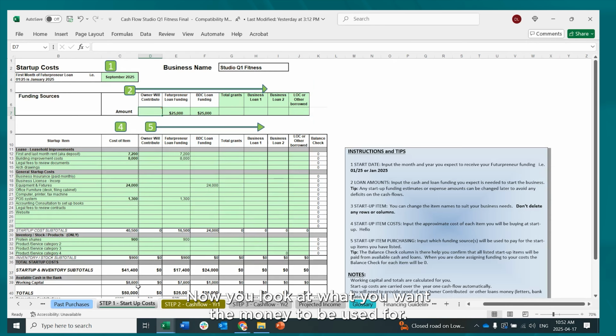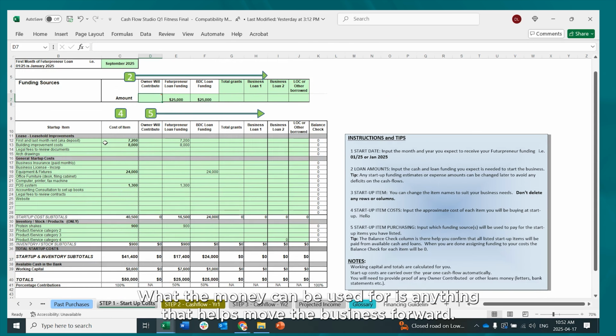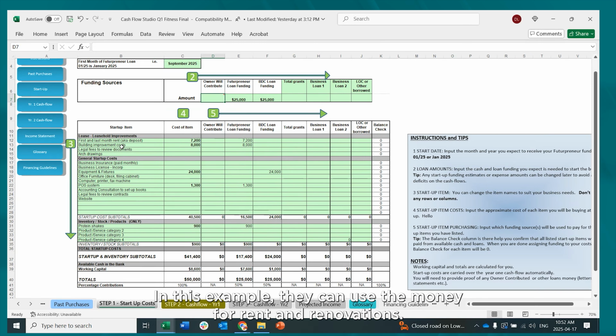Step 3. Now you look at what you want the money to be used for. What the money can be used for is anything that helps move the business forward. In this example, they can use the money for rent and renovations if you've spoken to the landlord, but not if you work from home. They're using the money for equipment, for a POS system and inventory.